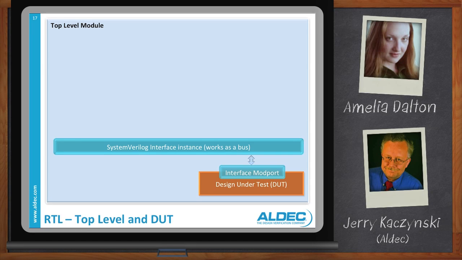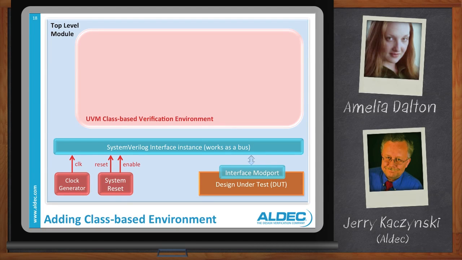We already know that interfaces have mod ports, so our DUT will be talking via mod port to SystemVerilog interface instance. So again, sometimes SystemVerilog terminology seems a little bit unfortunate. Here, that instance of interface is not really interface. It just works as a bus. Okay. Of course, design under test requires some additional control logic. So things like clock generator, system reset generator will also be talking to that bus, which is SystemVerilog interface instance. And we will have our UVM class-based verification environment, as we have seen in our original diagram.